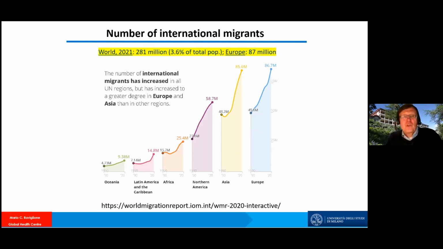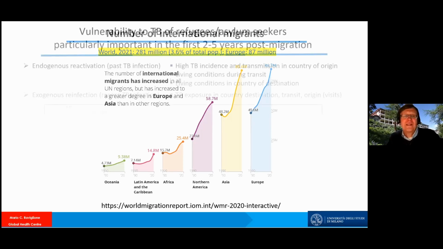Now, this is just to show very quickly, the world today, or rather this year, has had something in the range of 281 million migrants. And of those, 87 million are in Europe, the majority in the world. And as you see, there has been quite an increase between the early 90s to the 2020s.